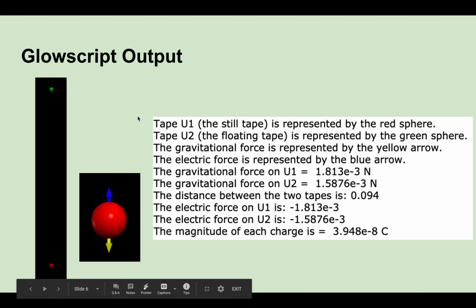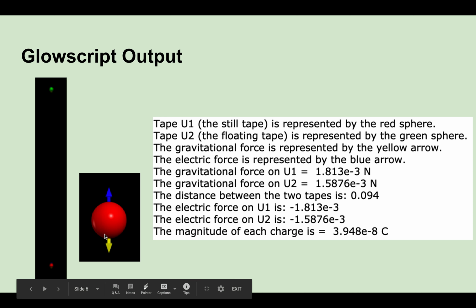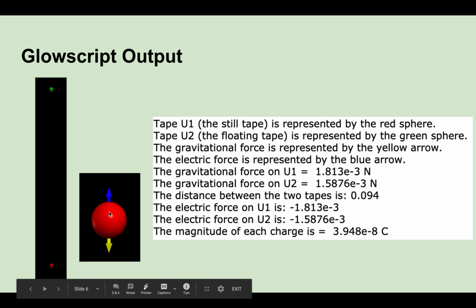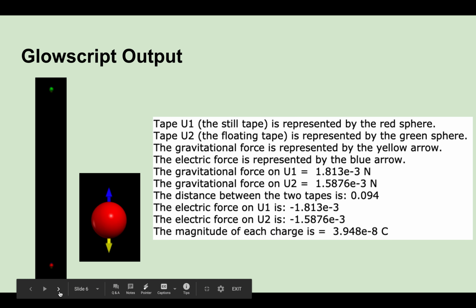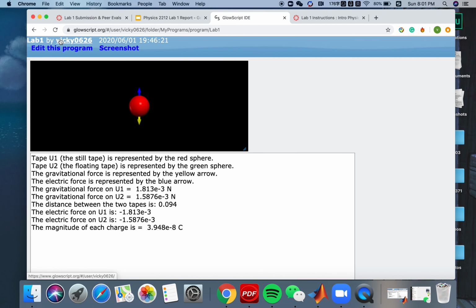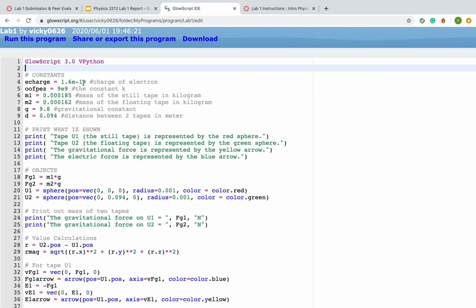GlowScript output. The blue arrow is the electric force and the yellow one is the gravitational force. These two forces cancel out because of Newton's second law. So that's why we can use the gravitational force to calculate the excess charge. I'm gonna show my code here step by step.